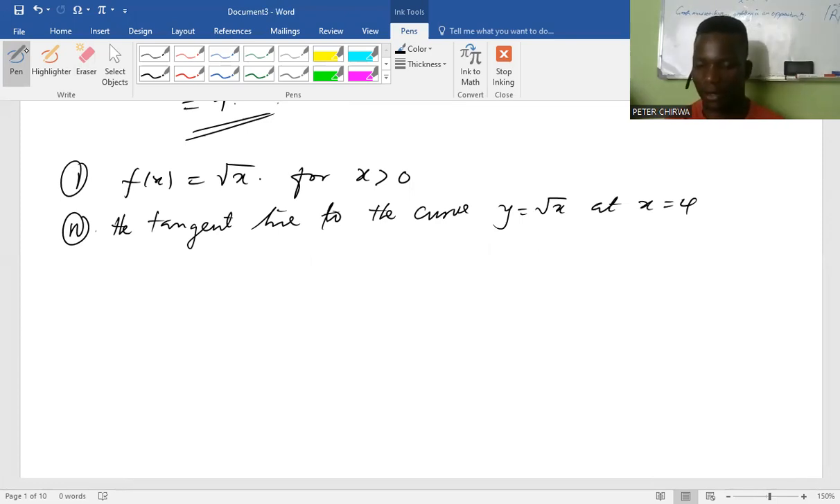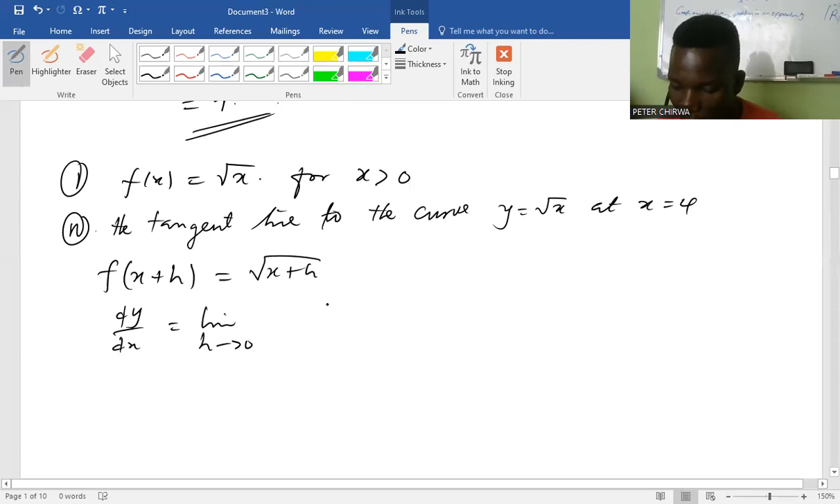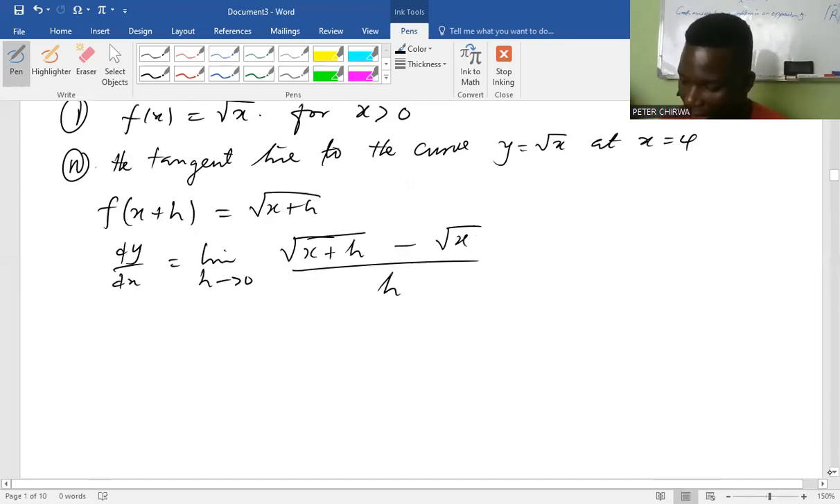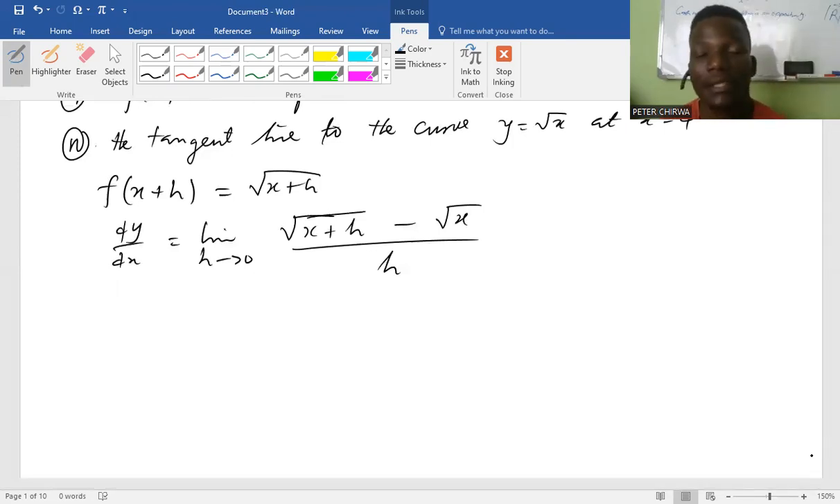So how do we get to that? We are still using the first principle. According to first principle, f of x plus h will be the square root of x plus h. So now we have the limit as h approaches 0 of the square root of x plus h minus the square root of x, over h, like that one. If you look at that one, it has what we call surds, and for you to solve this one, you must be able to rationalize. Okay, so how do you rationalize?